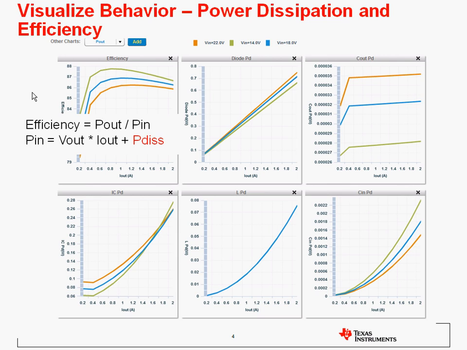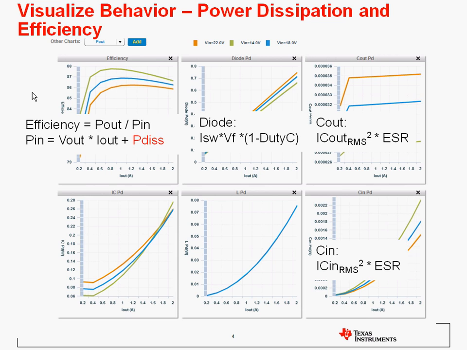Now, in order to calculate the power dissipated, we'll go to each individual component in the schematic. Starting with the diode, we have the switch current times the forward voltage drop across the diode times 1 minus the duty cycle, because the current's only flowing through the diode when the switch is off. The input and output capacitors are simply the RMS current squared times the ESR of the capacitors.